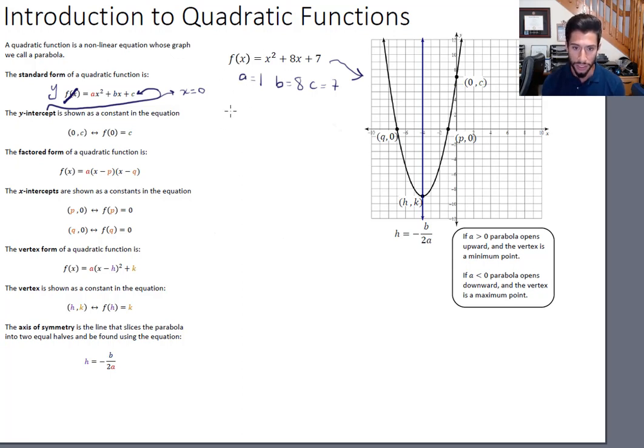So for this function here, let's make x 0, right? f of 0 is equal to 0 squared plus 8 times 0, plus 7, right? 0 squared is 0, 8 times 0 is 0, and you're left with 7. We can verify that on the graph, right? That is the point (0, 7).